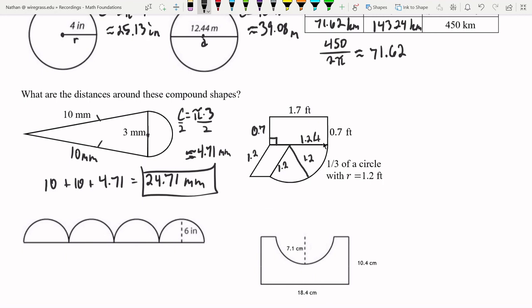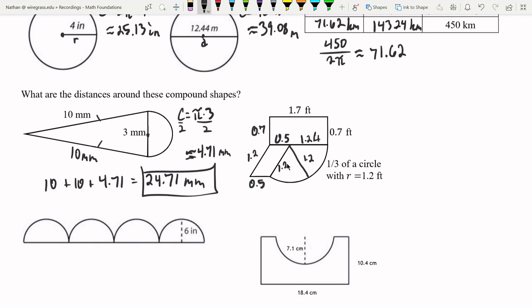And actually this portion was helpful because we can find this length here, which we need to find. This length is going to be this full length here, subtracting off this length here. That gives us this portion, which is exactly what we want to find. So 1.7 minus 1.2 is going to give us 0.5. If that's 0.5, this here is also 0.5.